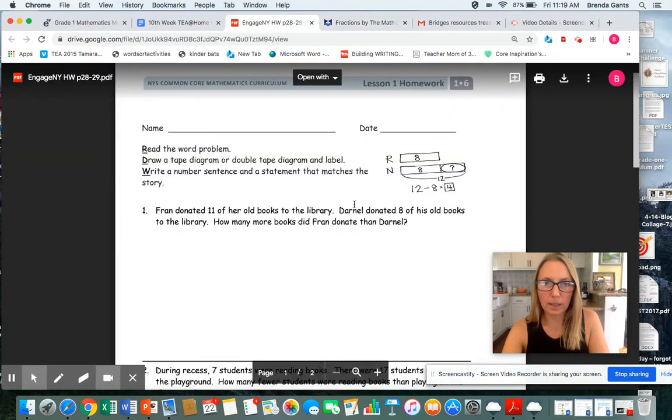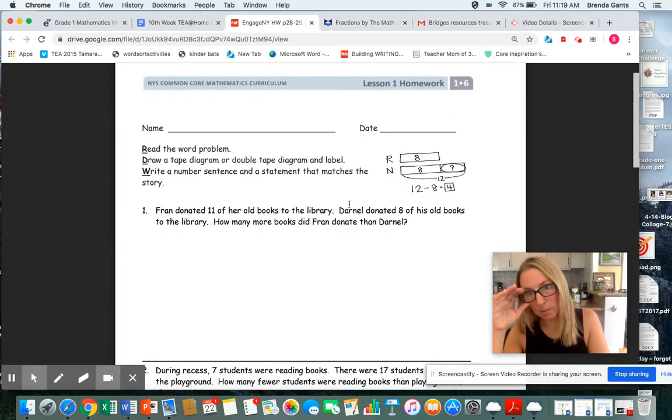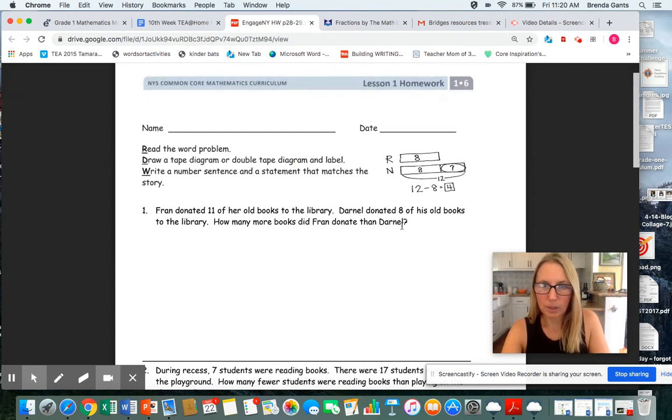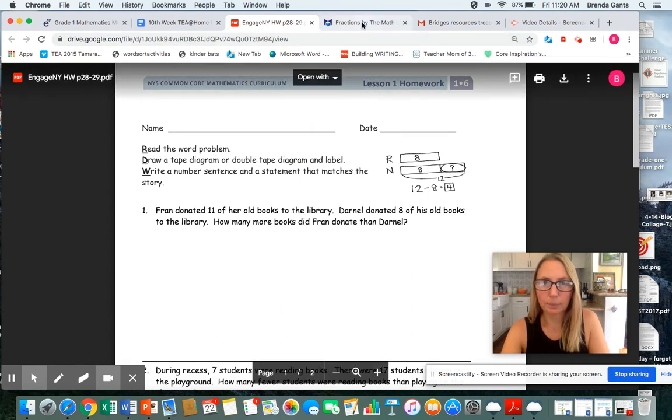So we're going to read the next part again. There are lots of names in these stories, and they might be names that you can't pronounce or don't know. That's okay. Just make up a way to pronounce it in your mind. The name doesn't make any difference to the math. This one is Darnell. Darnell donated 8 of his old books to the library. How many more books did Fran donate than Darnell?